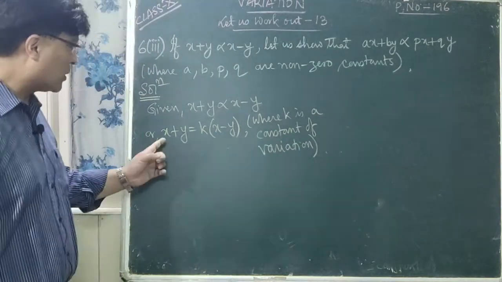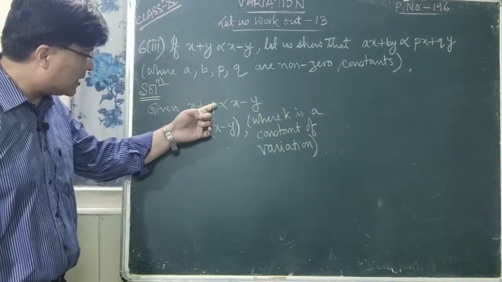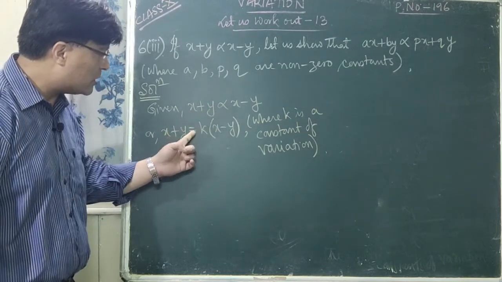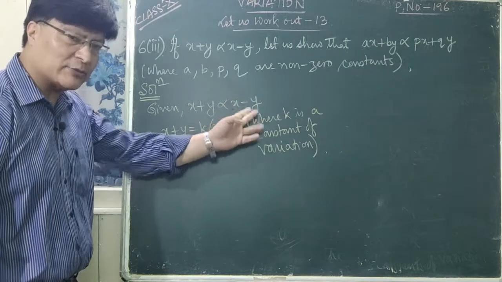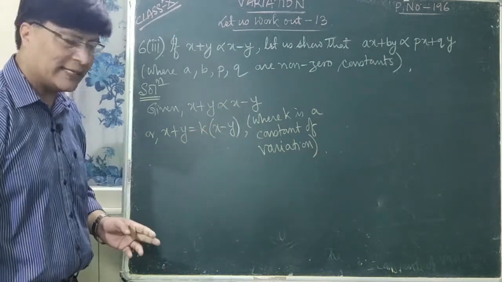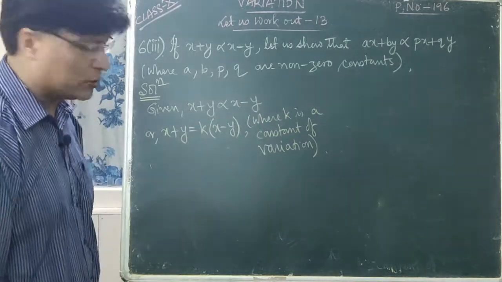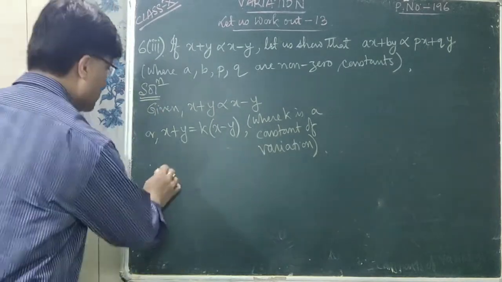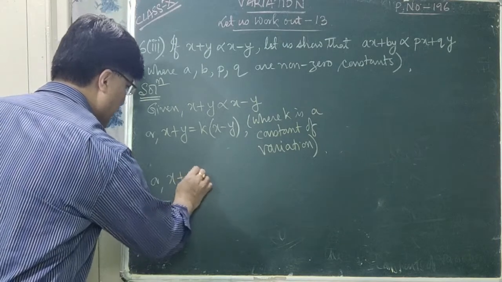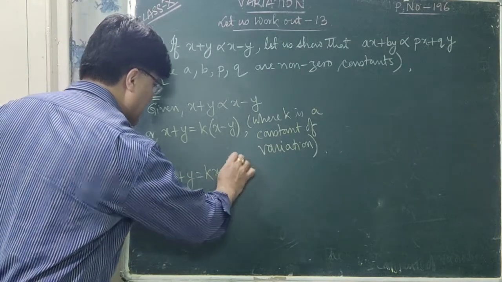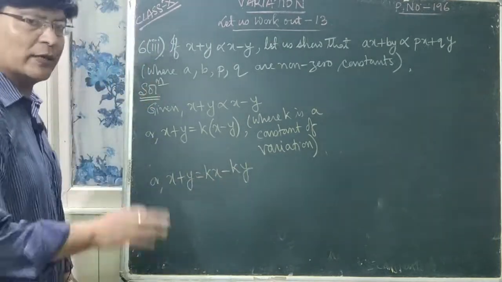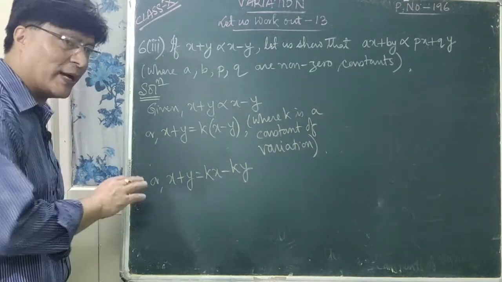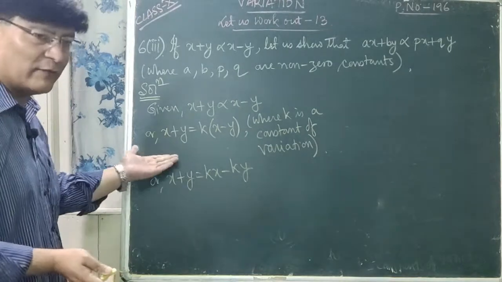Okay? So now here we have changed this proportional sign into equality sign. If you convert this proportional sign into equality sign, you have to multiply this right hand side by a constant k. So where k is a constant of variation. So let us simplify. Let us get the relation between x and y first. Okay? So or x plus y is equal to kx minus ky. So here also let us express y as a function of x, or let us express y in terms of x. Let us get the value for y.